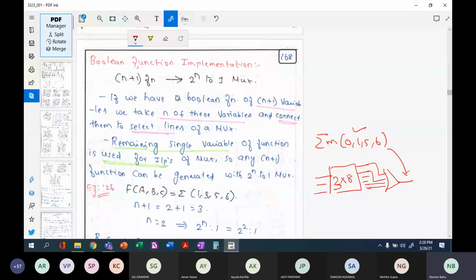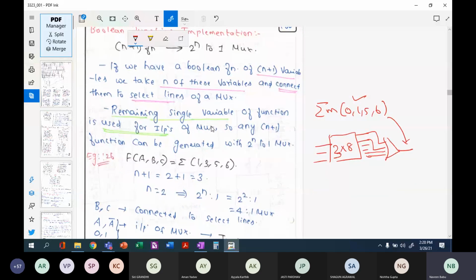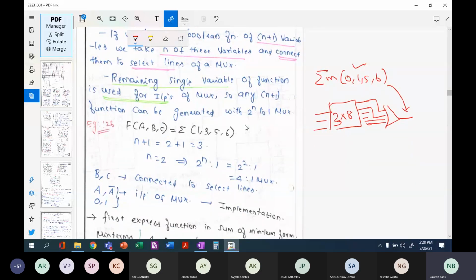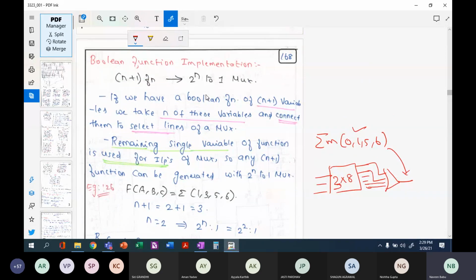Similarly, how do you do that using a multiplexer? Now here, the select lines will play an important role. So let us jump directly to the example. If we have a Boolean function of n plus 1 variables, here the function has got 3 variables. So n plus 1 is equal to 3, which means that n is equal to 2.